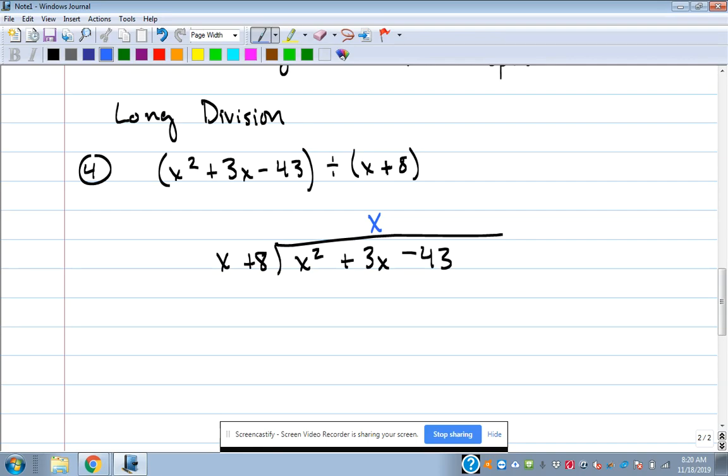The next thing we do, remember when we were doing long division and we divided like 3 into 47 or something like that? And 3 went into 4 one time. What did we do with that 1 and that 3? Multiplied it and then subtracted, right? The same thing happens with polynomial division. Take this x and multiply it to the x plus 8. So x times x, that's x squared. X times plus 8 would be plus 8x. And then we're going to subtract that whole thing.